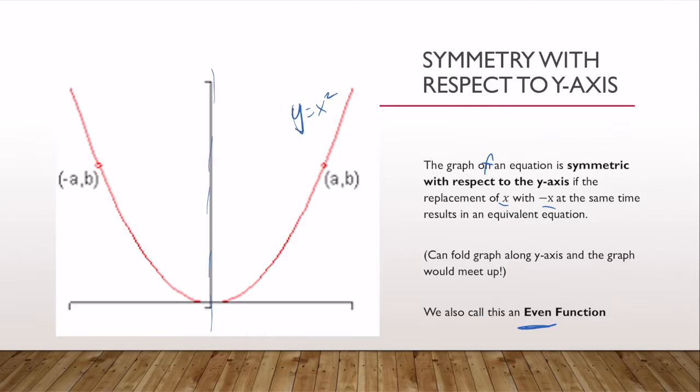So I said an example of an even function is y equals x squared. If I have y equals negative 2 squared, that means y is 4. And if I have y equals 2 squared, y is 4, right? It's symmetric. And I said that if I replace x with a negative x, we get an equivalent equation. Here we got equivalent values. Let me show you how to find equivalent equations.